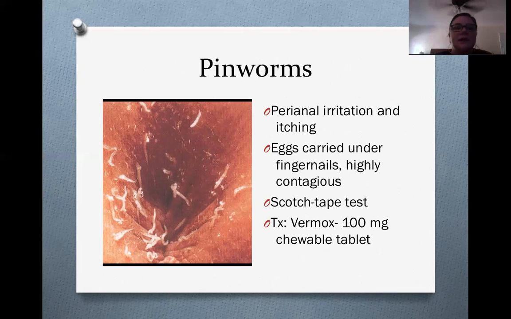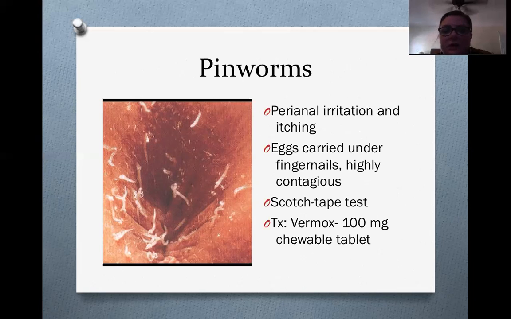And the main sign of pinworms is perianal itching and irritation. So you may have a red inflamed perianal area or perineum even. Sometimes vaginal itching can be from pinworms. You're not going to see these in the clinical setting because the pinworms only come out at nighttime.